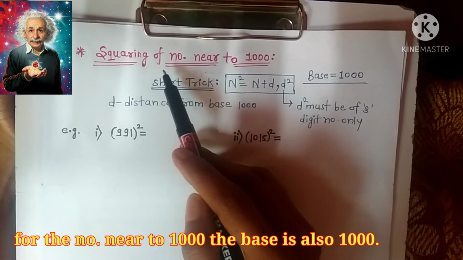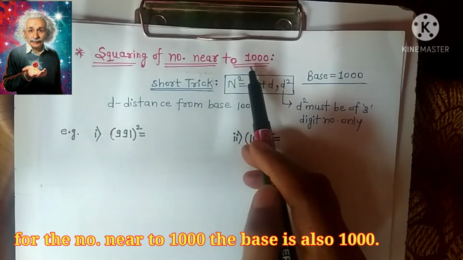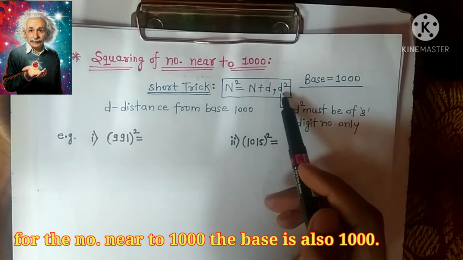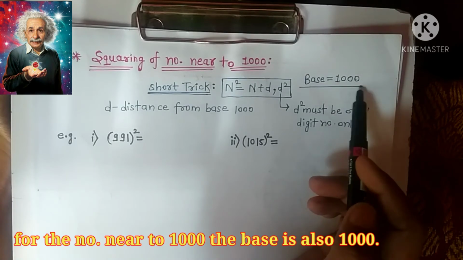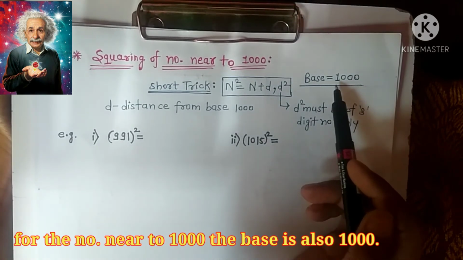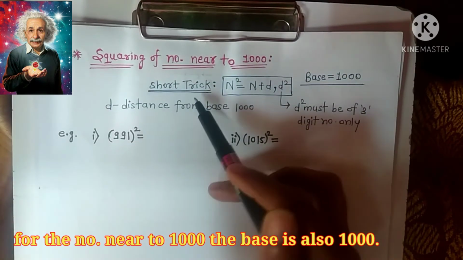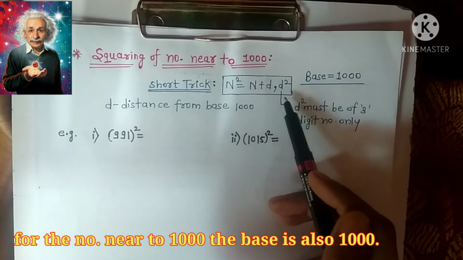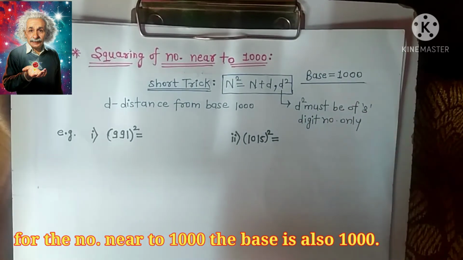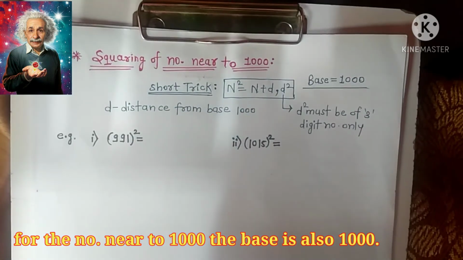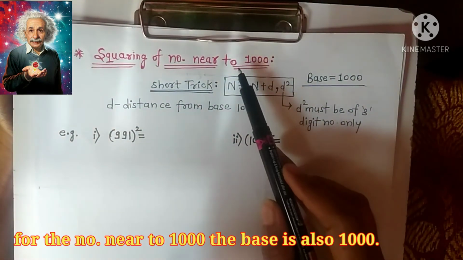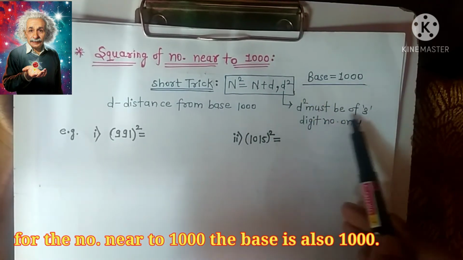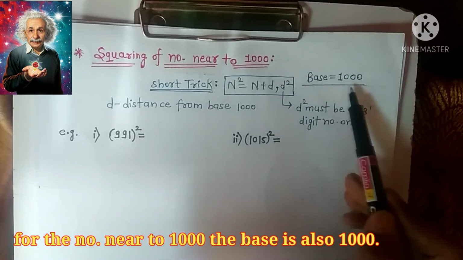Now we can find the squares of the numbers near to 1000. For this the trick is the same, only the difference is the base for this trick is 1000, because we have taken the numbers nearer to 1000. The short trick is n square is equal to n plus d comma d square, where d square must be a 3-digit number. Since for the numbers near to 1000, the value of d square is a 3-digit number and the base is 1000.